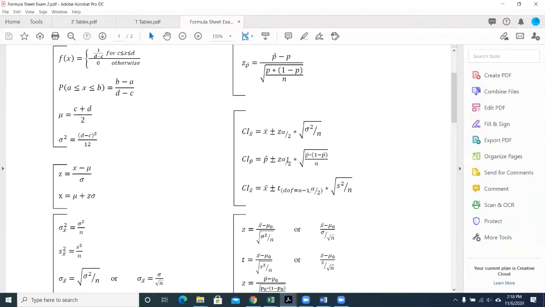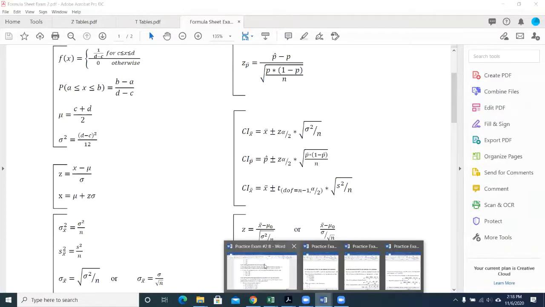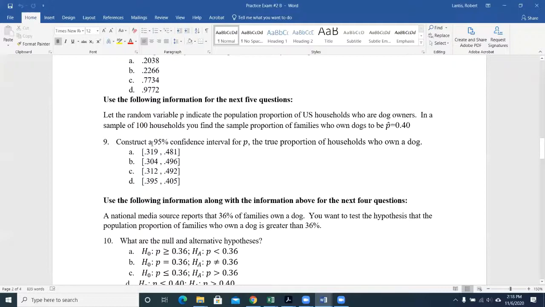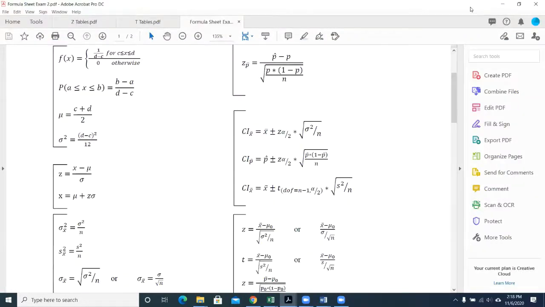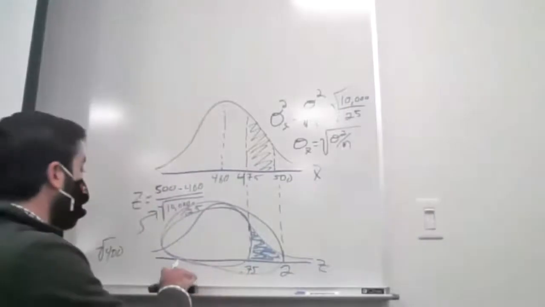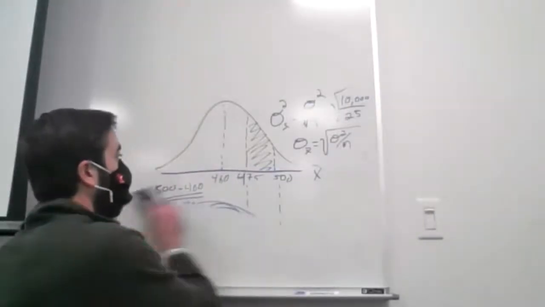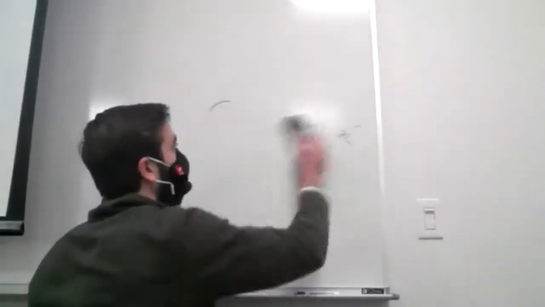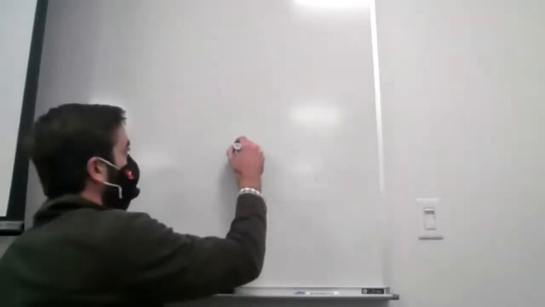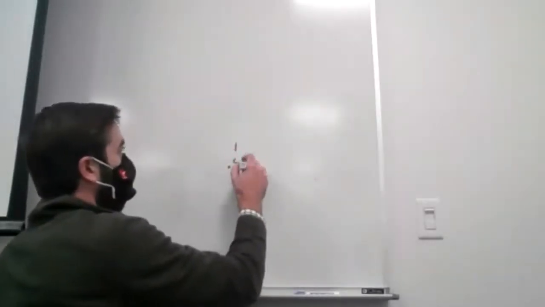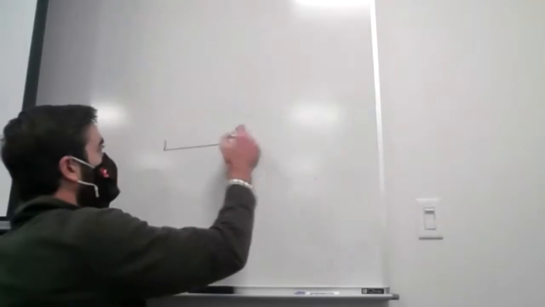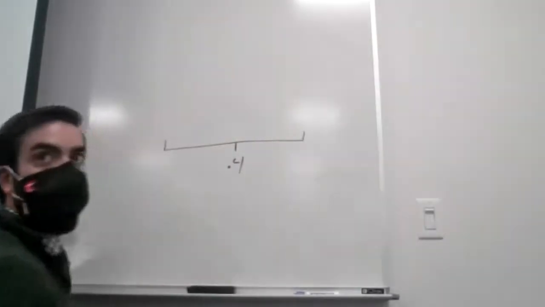The only thing left we have to do is find the z-score that gives us alpha over 2 in each tail. Right? So what confidence level did we want? 95. So the 95% confidence level, our alpha is 0.05. So essentially what we're trying to do here is we've got this sample proportion. We want to build a lower and upper bound.